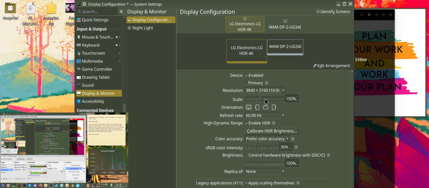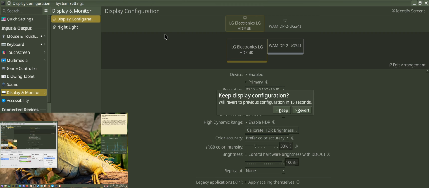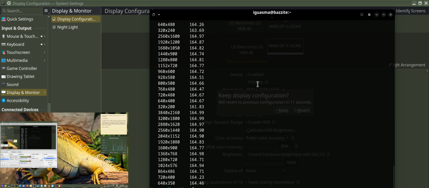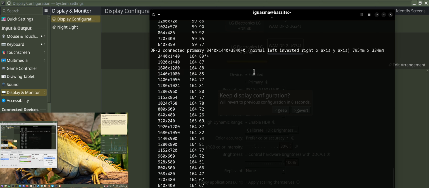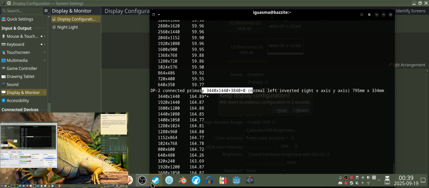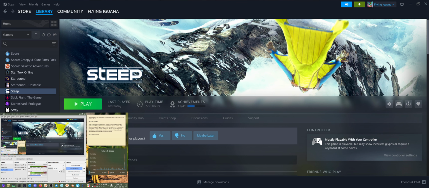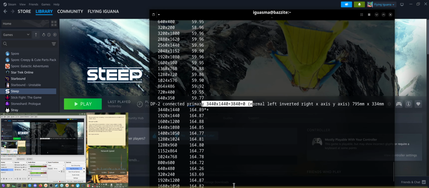Anyways, to fix this problem, you put the scaling at the same values, and then you just apply, and then we check again. Xrender, and yes, it is at the native resolution. So now I should be able to launch a game at the native resolution. Bang. And that's all I wanted to say.